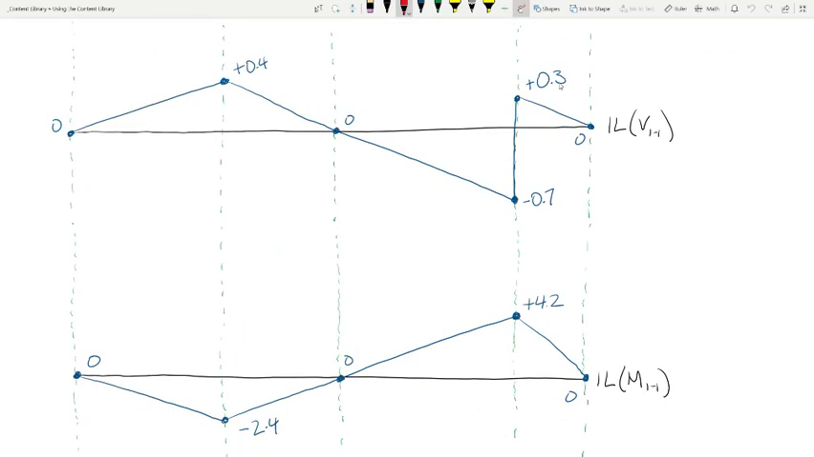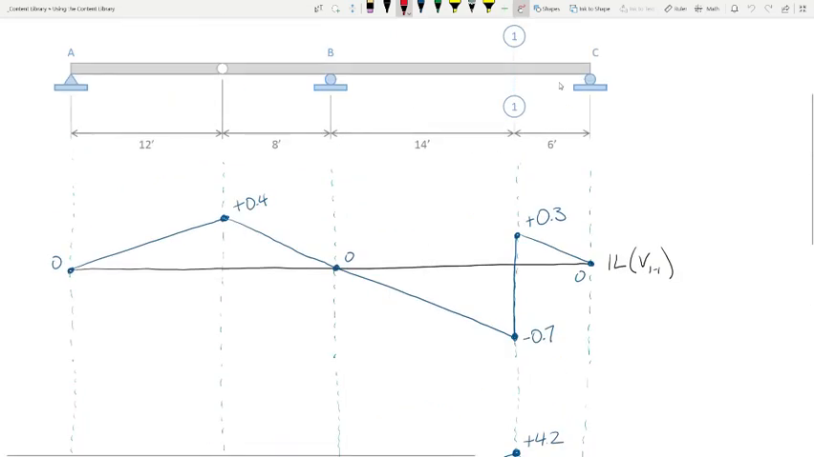So if you want, I'll give you a minute. You can copy these down if you don't already have them. These are the influence lines for the shears and moments at that section, and we already derived that in a previous example. So I'll give you a minute. Do you need a minute, or everybody good? I think everybody's good. Okay.